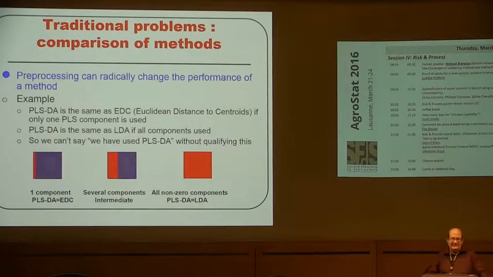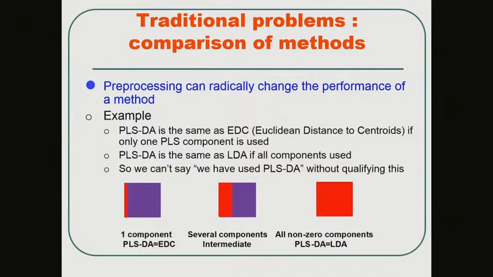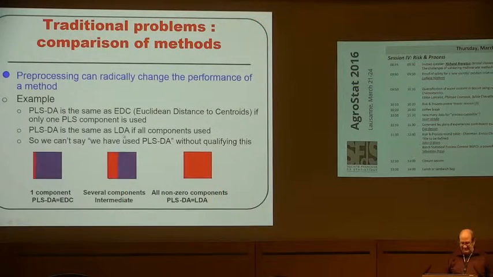The other thing, very important, is pre-processing can radically change a method. A partial least squares discriminant analysis can be exactly the same as linear discriminant analysis if all significant components are used. If only one component is used, it's the same as Euclidean distance to the centroid. Now, I prefer these statistical methods because they have specific statistical properties, whereas PLSDA doesn't. It's just an algorithm. Whereas with LDA, I can talk about the variances, and we won't go into that. I can talk about fundamental things about the data.